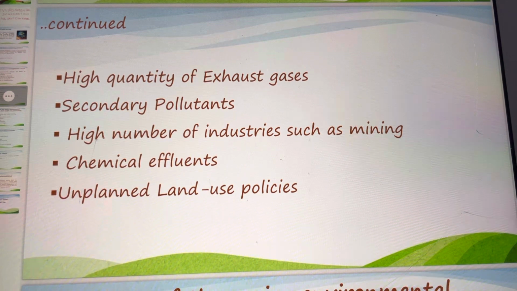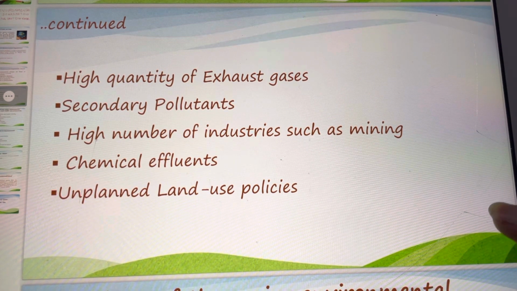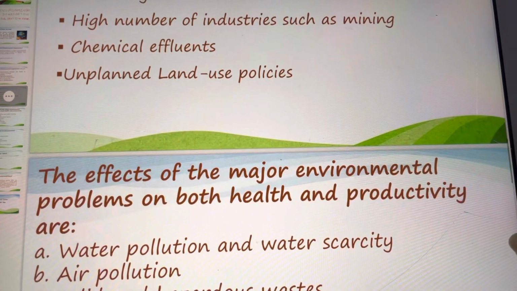Unplanned land use policies, because in a developing country, the policies for land use are not properly planned. If that is not planned properly, urbanization and unplanned colonies will take place, and if there is no control on deforestation, trees are cut down in large numbers. Such facilities will add to the degradation of the environment. Otherwise, environmental degradation will increase.